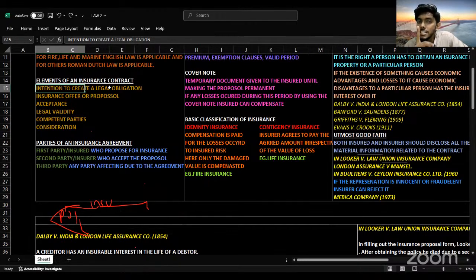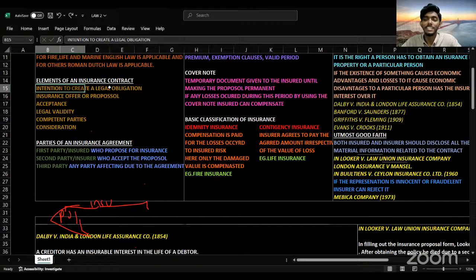Insurance certificate. So what is the insurance certificate? It is the final document which is issued by the insurance company to the insured after providing insurance coverage, because that is very important. The insurance certificate is very important when obtaining insurance compensation.